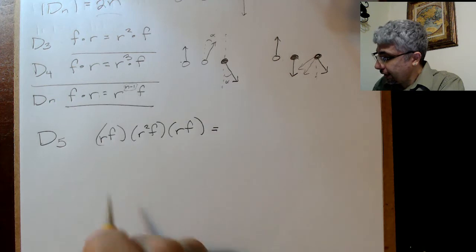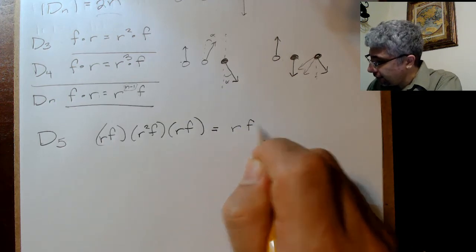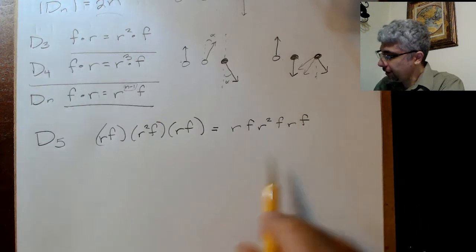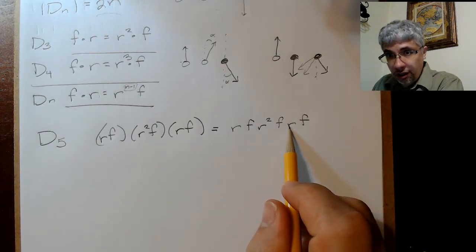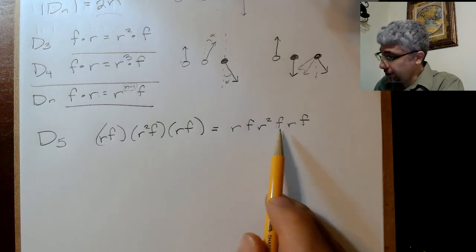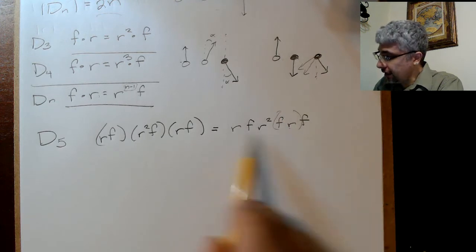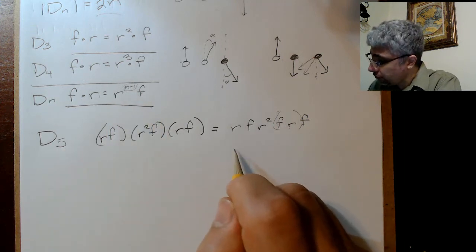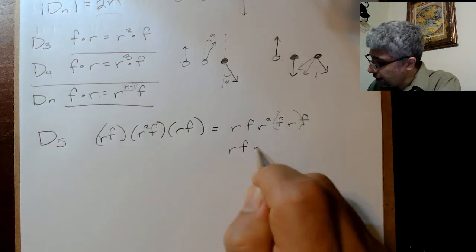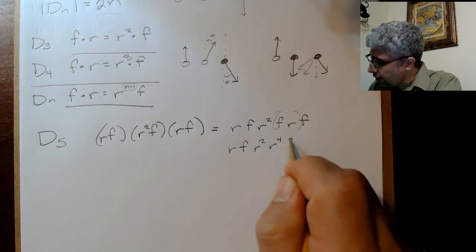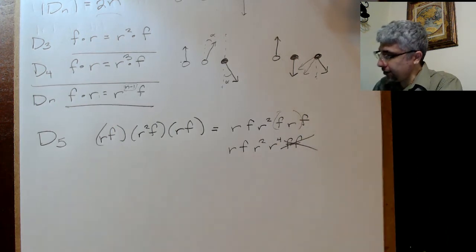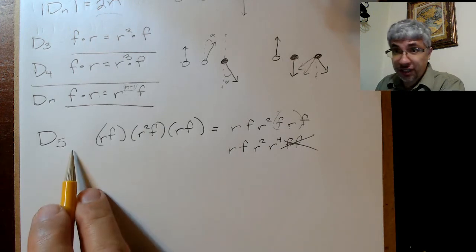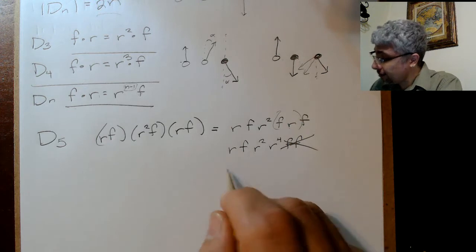Let's look at what I have. I have r times f times r squared times f times r times f. Now, if I want to move an r past an f, so I want to do this first, that's going to be r to the n minus 1 f. Since I'm in D5, that's going to leave me with an r to the 4. And those cancel out because they're two f's. And now I have 6 r's. In D5, 5 r's takes me all the way around, so that's the same as having 1 r.